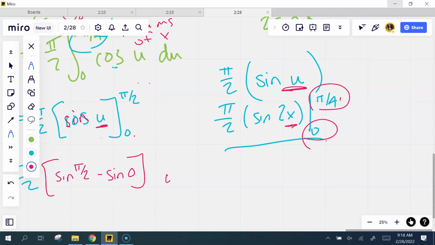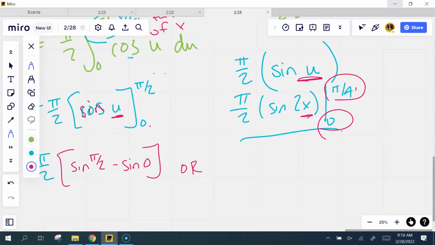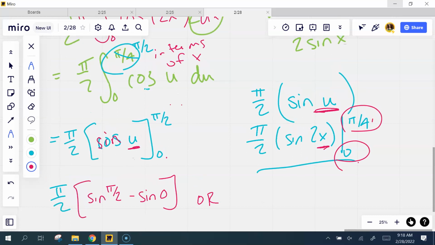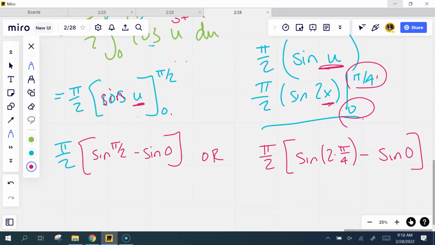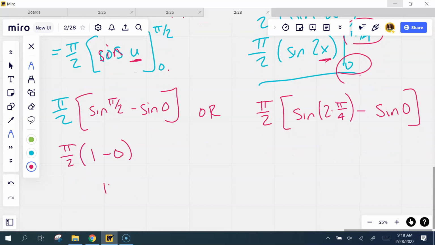No, but you can't do that. Why? It said don't plug in your u. Oh, wait. I thought it was sine u, not sine pi over 2, or x. Yeah. Okay, sine of pi over 2 is 1, minus the sine of 0, which is 0, so it's pi over 2, if I did it this way.